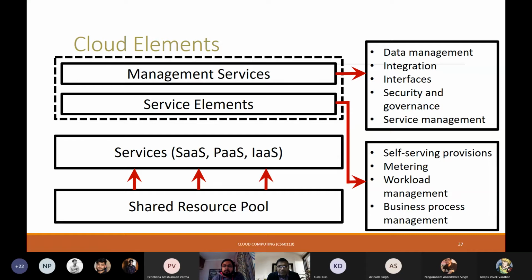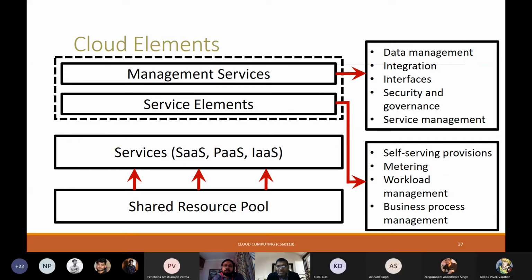Service elements have different properties such as self-service provisioning, metering, workload management, and business process management. All of these components of service elements have to be deployed, right? So there should be provision for self-service, there should be metered service, overall workload should be managed, and the business processes should be managed, because when we talk about cloud, it is more about business attractiveness than technological attractiveness.